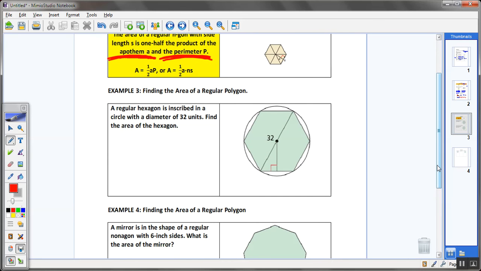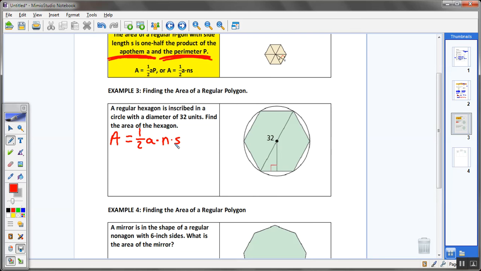This says the following. A regular hexagon is inscribed in a circle with a diameter of 32. Find the area of the hexagon. Okay, kids, here's how this works. First of all, the area of my hexagon, kids, is going to equal 1/2 the apothem little a times the number of sides we have times the side length. I'm going to go with this one right here, okay? The side lengths are going to be on the outside, and this is going to get kind of difficult. Ready for this?